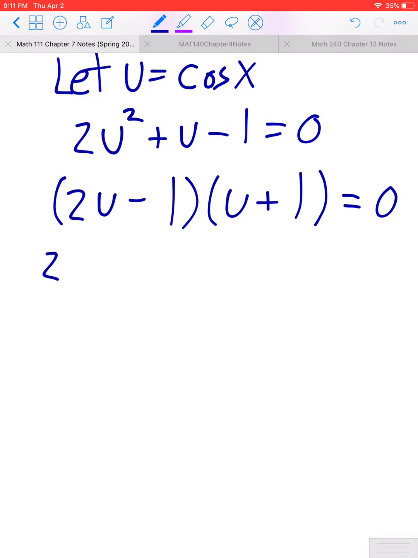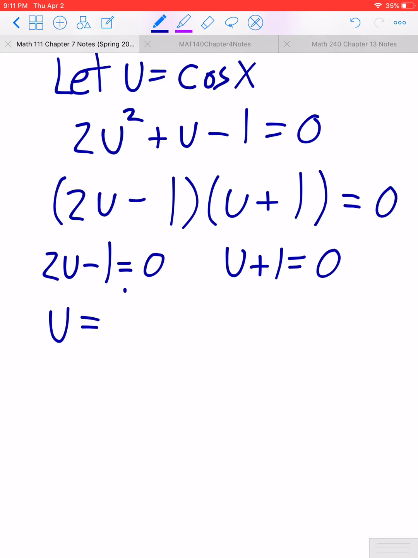We now go ahead and set each factor equal to 0 individually. So 2u minus 1 equals 0, and u plus 1 equals 0. For the first part, we would add 1 and then divide by 2. That will give us u equals 1/2. And then the second part would give us u equals negative 1. So we now have solved for the u values. We know u is going to be equal to 1/2, and u is going to be equal to negative 1.